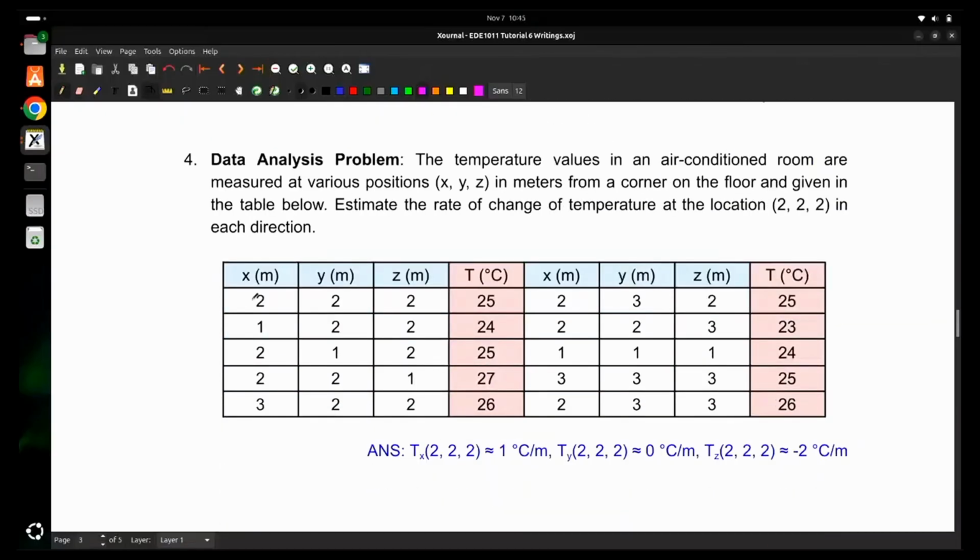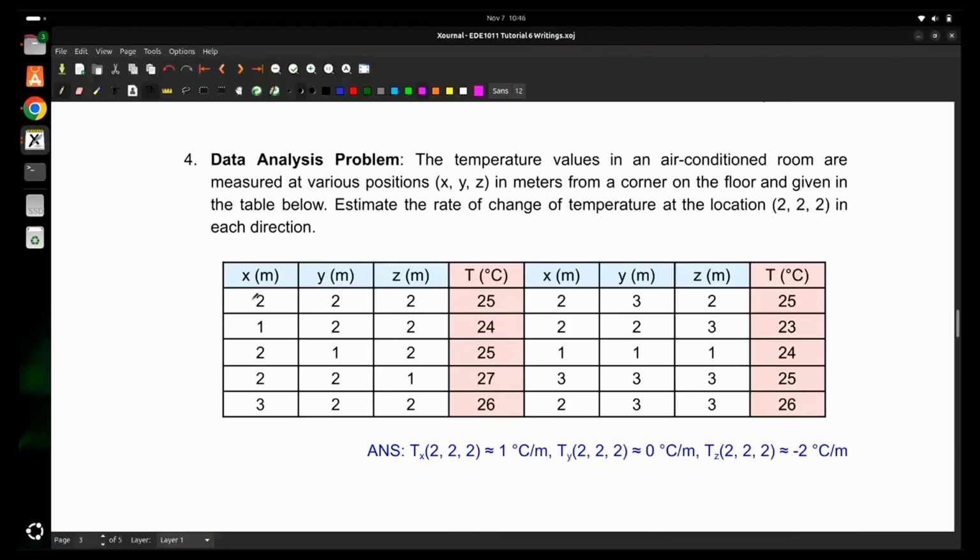Question 4, data analysis problem. I'll go through with you, or I don't need to, you can get the values yourself. We have this temperature in the aircon room, measured at various positions x, y, z, in meters from a corner on the floor, given in the table. I'm supposed to estimate the rate of change of temperature at the location 2, 2, 2 in each direction. So it's like in this room, you have one corner, maybe the corner at the door there. That's your origin. Then you have your x, y, z coordinates in the 3 perpendicular directions in R3.